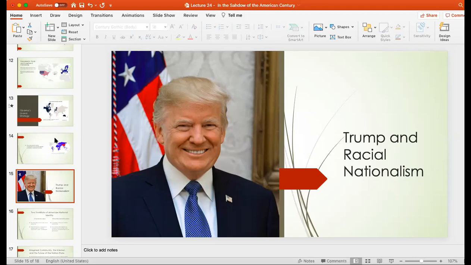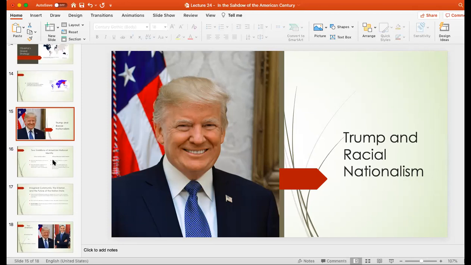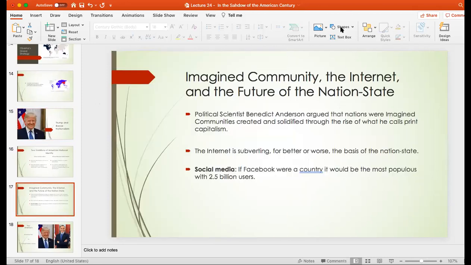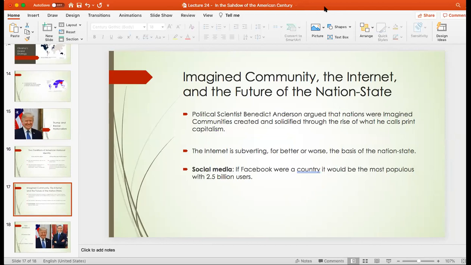Now, the final thing that we're talking about here quickly is the effect of social media on the future of the nation state. I'm just going to do this quickly. I'm not going to get into too much about it. Most of you that have studied Benedict Anderson know this idea that nations are imagined communities that are solidified through the rise of what he calls print capitalism, right? Why we in Toronto feel any connection to somebody in Vancouver is we all understand the same story. I think somebody mentioned in this class that kind of intersubjective understanding of what it means to be Canadian, that there's a narrative that links everybody, right?